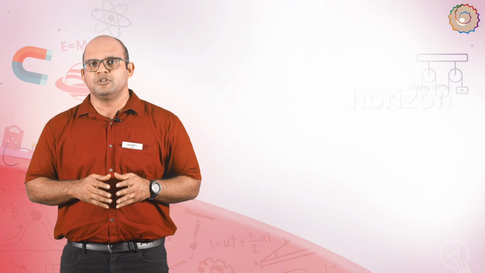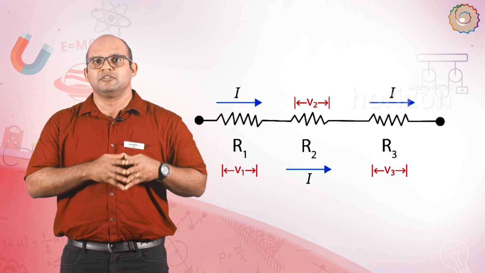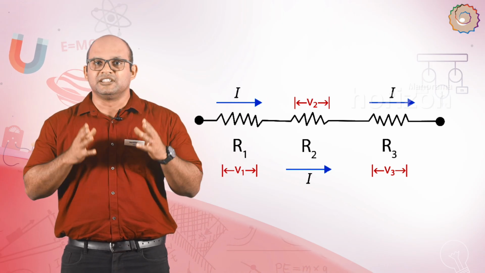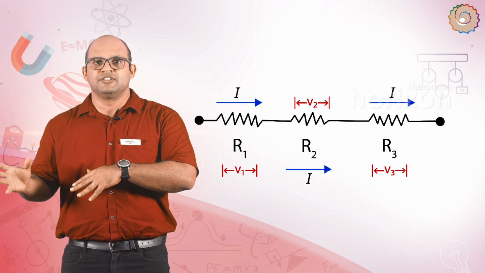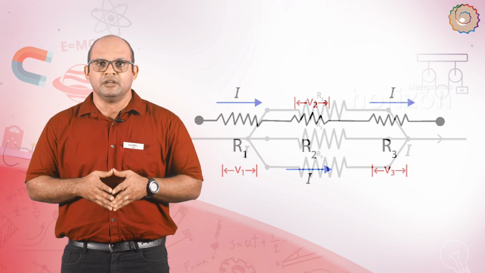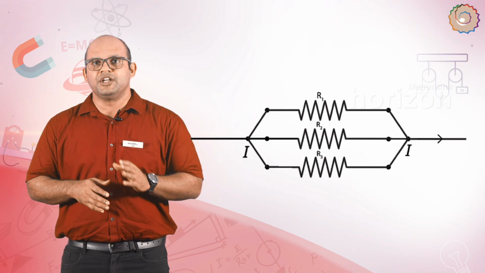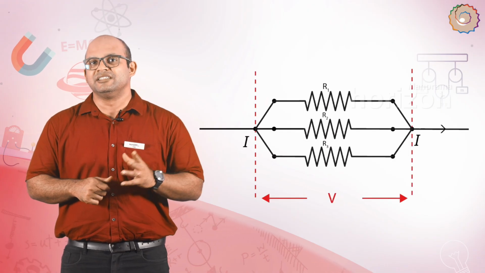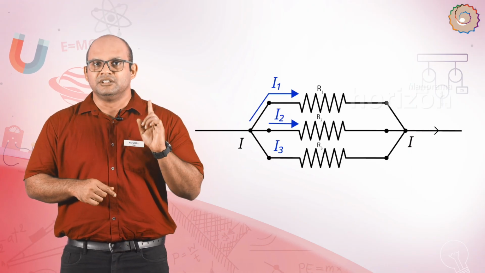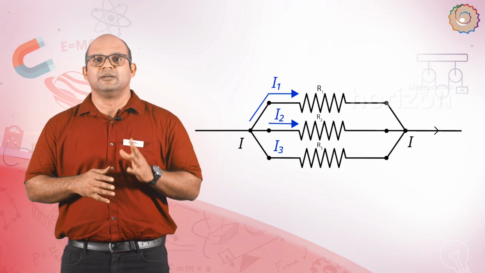There are some important points to remember here. Number one, when resistors are connected in series, the same current flows through all of them, but the potential drop across each resistor depends on the value of the resistance. Number two, when resistors are connected in parallel, the voltage drop across all of them remains the same. However, the current flowing through each of them is distinct and depends on the magnitude of each resistance.